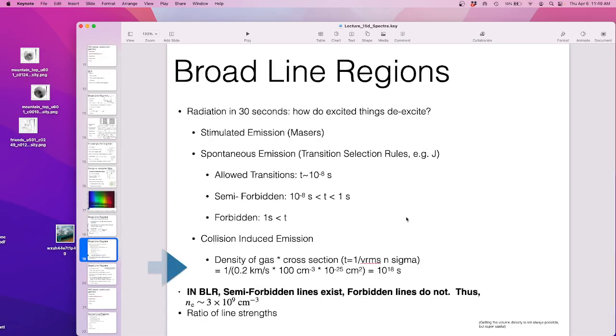So here is radiation in 30 seconds. How do we sort out what the density is? We look at these forbidden lines. Because the forbidden lines exist, we can bracket the density as a few particles per cubic centimeter, which I don't have on this slide.